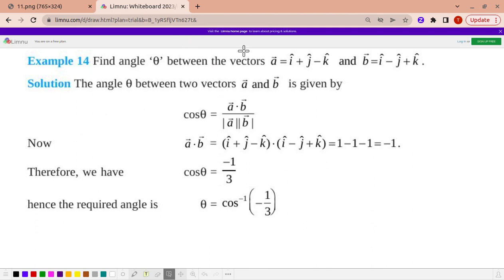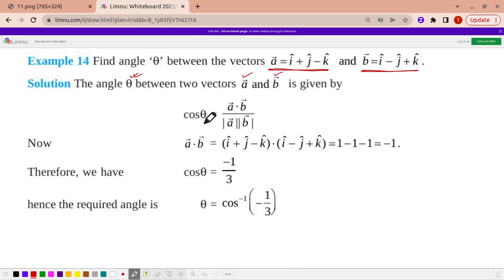So the next question, dear students: find the angle theta between the vectors A equal to i cap plus j cap minus k cap, and B equal to i cap minus j cap plus k cap. Both the vectors A and B are represented in component form, correct? We need to find the angle between these two vectors. So let us assume theta is the angle between the vectors A and B.